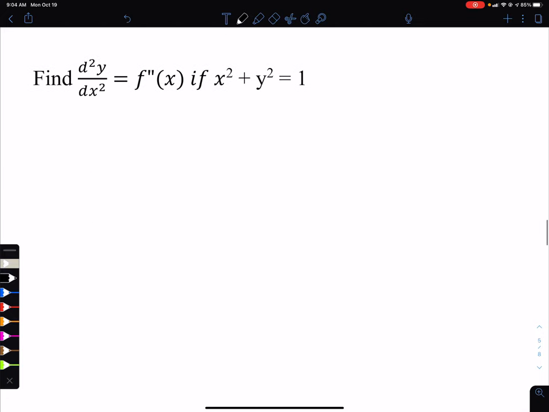All right. Here we're going to find the second derivative. So first we have to find the first derivative, then we have to find the second derivative. So let's go through this process. You can try this on your own, but there's a little trickiness in finding the second derivative.